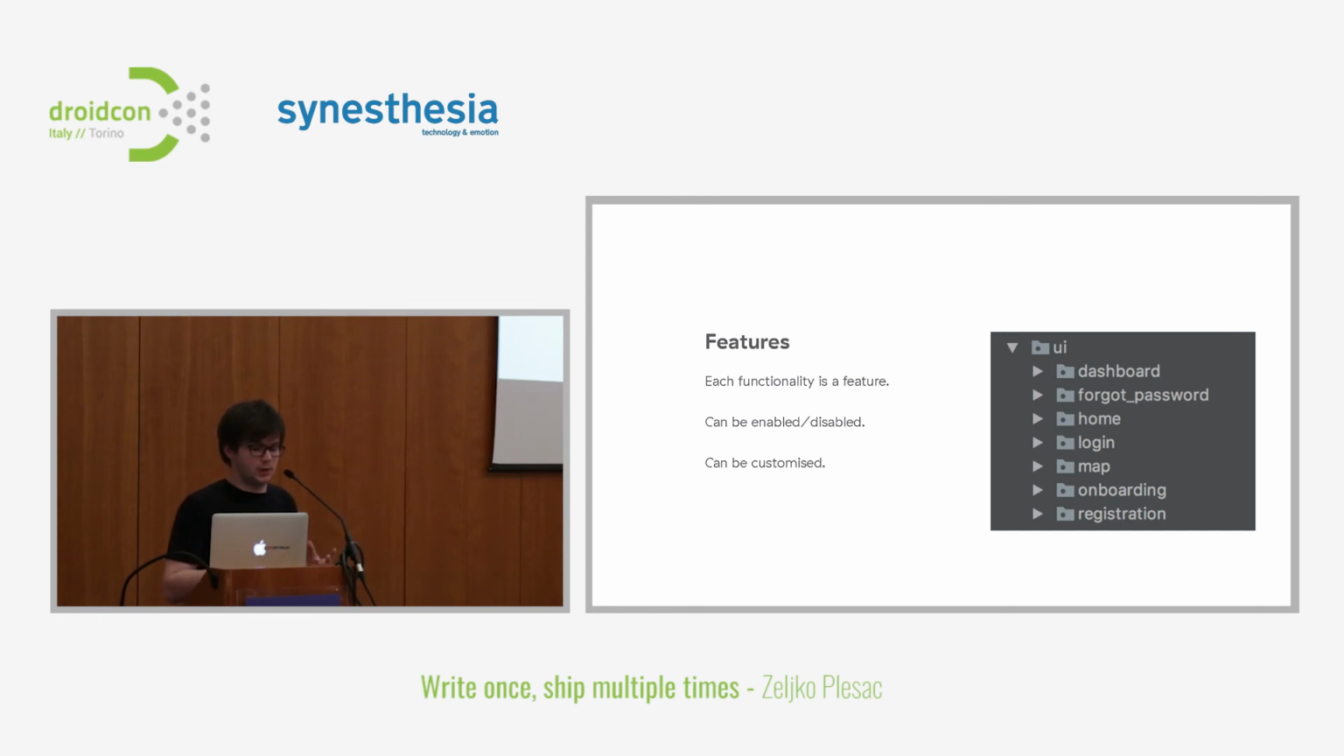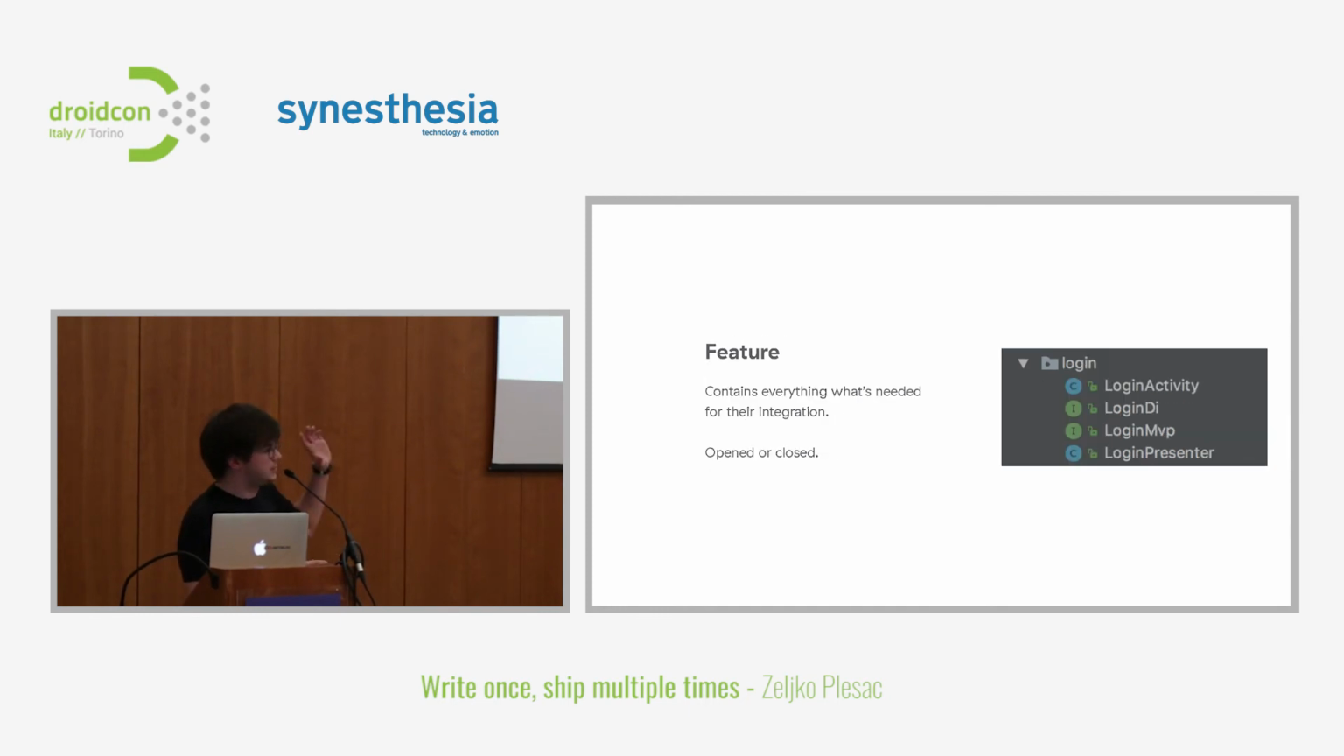By using this approach, you can easily enable or disable features per product type, and they can be customized. So let's say that in my UI layer, I have 7 different features, and everything that's needed for one feature is inside that package. Basically, I have a login feature in my application. On UI level, I have 4 different things for that: an activity, MVP file, presenter, and dependency injection. And now I know if I have to change or customize something, everything that's specific for that feature is inside of that package.